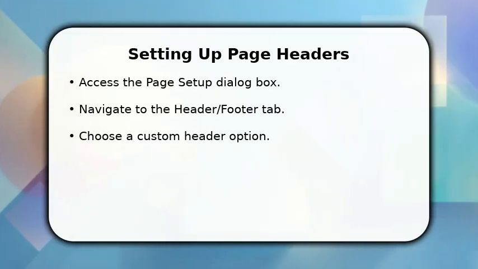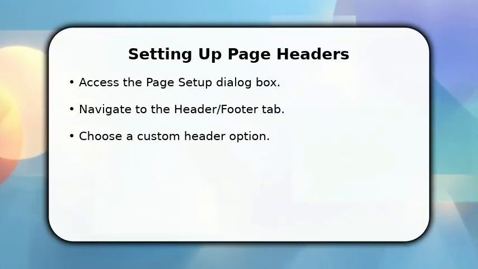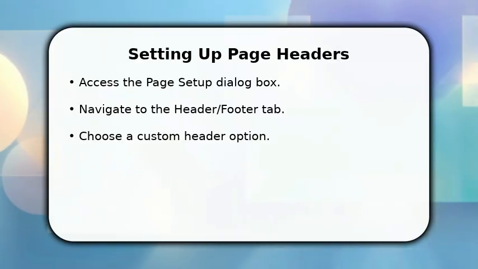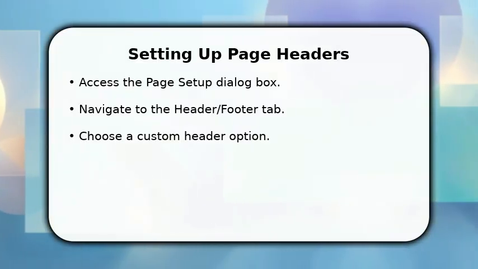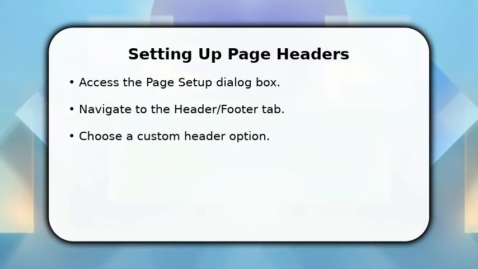In this video, I will explain how to get a heading on every page in Excel. First, open your Excel workbook and navigate to the Page Layout tab. Look for the Page Setup group and click the small arrow in the bottom right corner to open the Page Setup dialog box. From there, select the Header/Footer tab to begin customizing your page headings. This is where you'll define what appears at the top of each printed page.